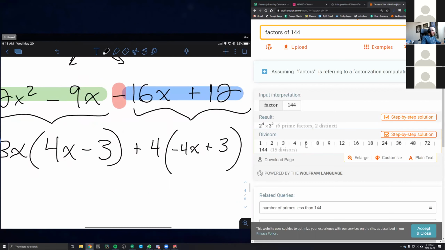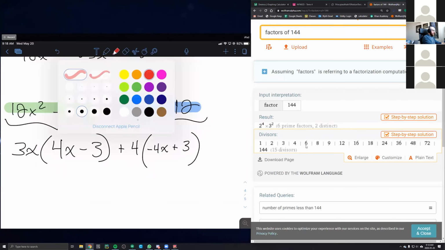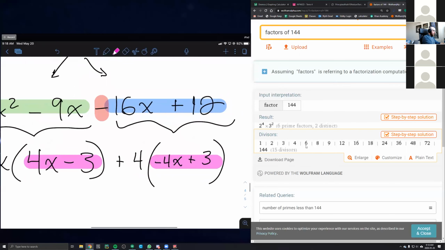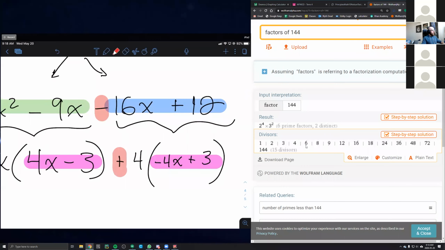Okay. Now, clearly I've made a mistake, right? Because I look at this bracket, 4x minus 3, and I look at this bracket, negative 4x plus 3, and I have a little bit of a problem, right? Again, during this process, those brackets should be identical. If they're not identical, then we've made a mistake somewhere along the way. And in this case, I've made the mistake on purpose, right? I factored out a positive 4.